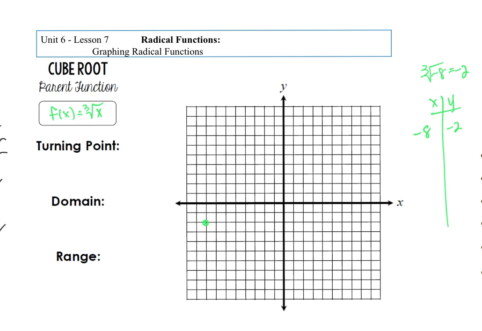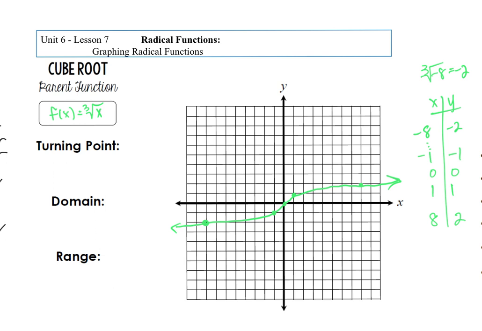And then we don't have another point we can plot until, we would say, -1. The cube root of -1 is -1. So it's right here. And then 0, 0. And then 1, 1. And then we have +8 and +2. So it looks something like this when it's all connected.